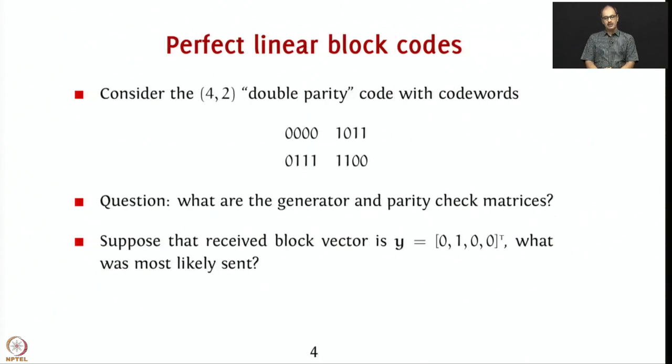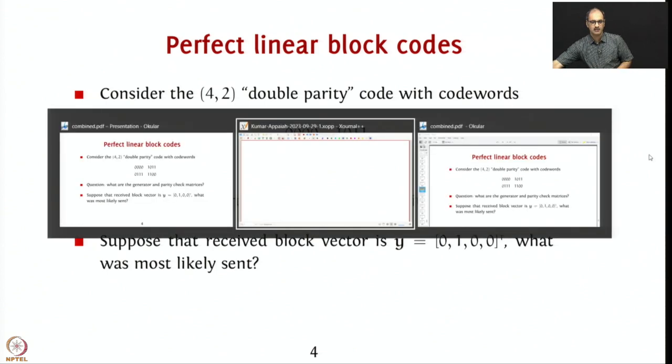We will now just briefly discuss this concept of perfect codes or perfect linear block codes. If you consider the 4,2 double parity code with code words 0000, 1011, 0111 and 1100, what are the generator and parity check matrices for this?